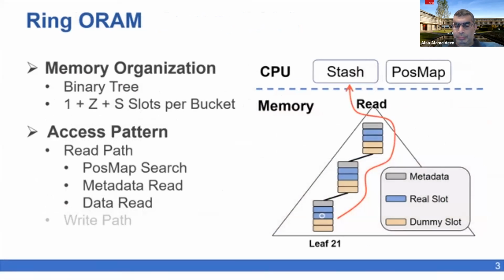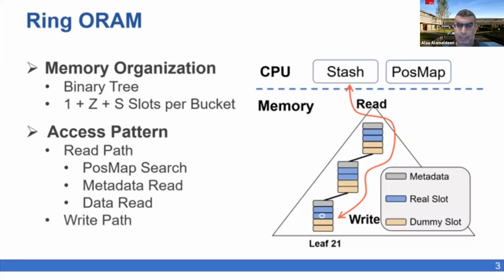Ring ORAM is a state-of-the-art ORAM scheme for a secure processor. It organizes memory as a binary tree. Each node in the tree is called a bucket. Each bucket contains one metadata block and Z real nodes for real blocks, S dummy nodes for dummy blocks. To fetch a block from memory, the path where the block is located is checked in the position map. And then, all metadata blocks on the path are read to find out which bucket contains the target. Last, one block is read from each bucket on the path.